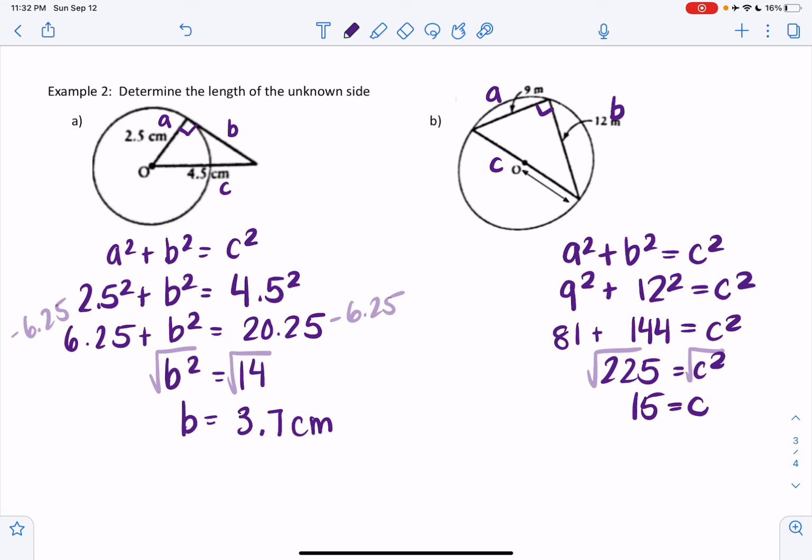Now these definitely take practice. They're challenging, so try the practice questions to the best of your ability.